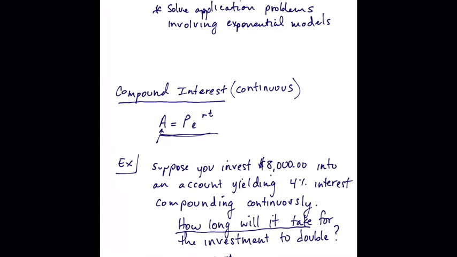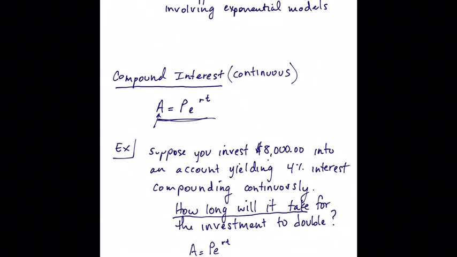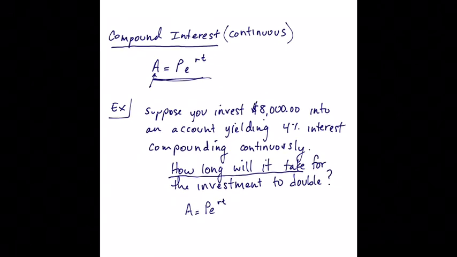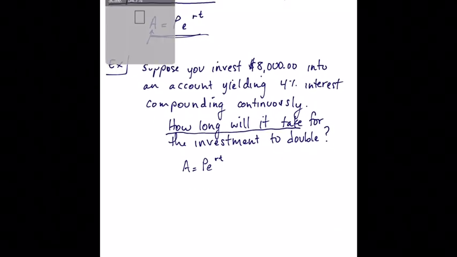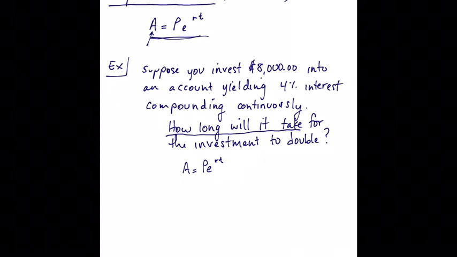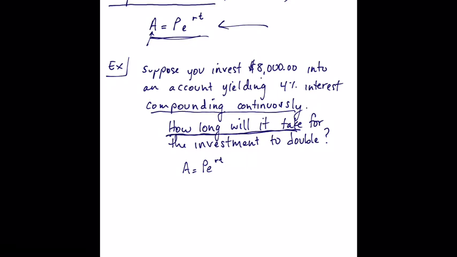This first example, go ahead and pause this now so you can write this down. Okay, the key word here is that it's compounding continuously, which is an indication of the use of that formula there. And the other important phrase is how long will it take? How long will it take is an indication that you're solving for a value of time.